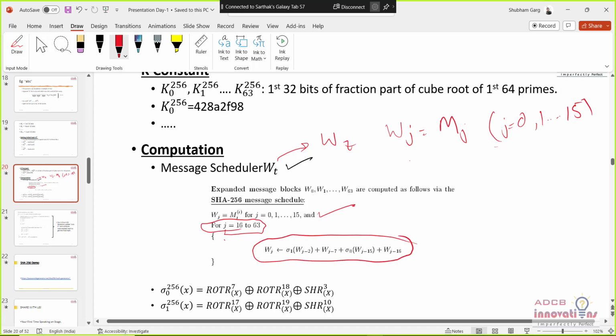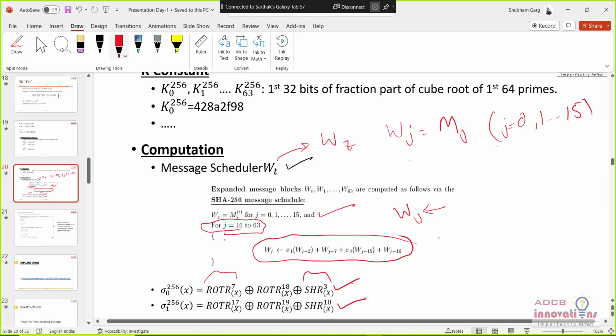Okay, you see we can tell that this is a complicated equation. Basically, the wj value is calculated like this: wj will be equivalent to sigma 1 of wj minus 2. All right, and we can see below this is sigma 1 and this is sigma 2. These are actually rotation and shift functions.